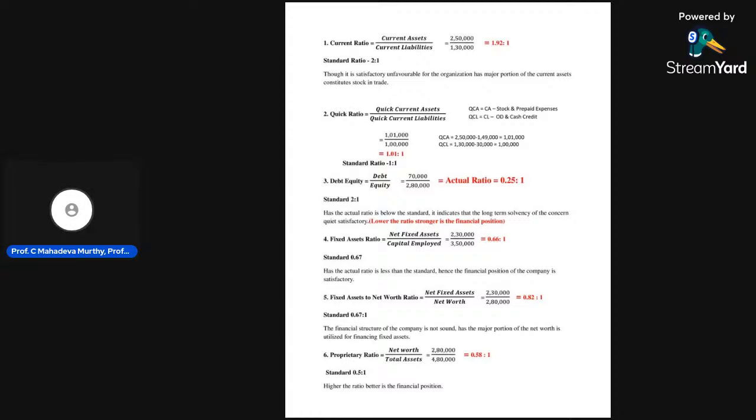Fixed assets ratio is equal to net fixed assets divided by capital employed. What do you mean by net? Net fixed assets is nothing but the total of fixed assets, divided by capital employed. Capital employed is equal to debt plus equity, which is equal to capital employed.